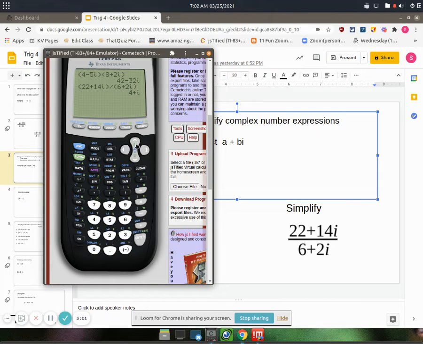Like 4 plus i was a really nice answer. So if I go up here and let's say I was dividing by just 6 plus i, all right, you see you get this really awful decimal answer. It gives you the real part, and then if you scroll over, you see how it ends in an i. There it gives you the imaginary part in decimal form.